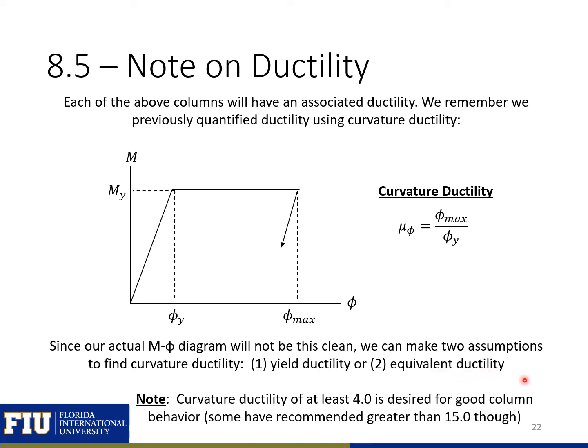And the last thing is there isn't like a set value, but in general, it's recommended that we have a curvature ductility of at least 4 to have good column behavior. Although some have recommended greater than 15 for some seismic cases and things like that.